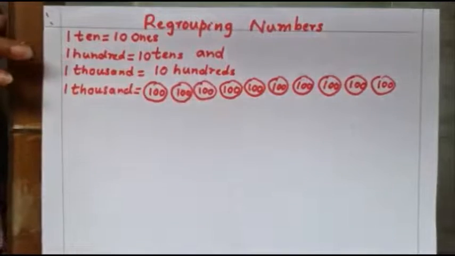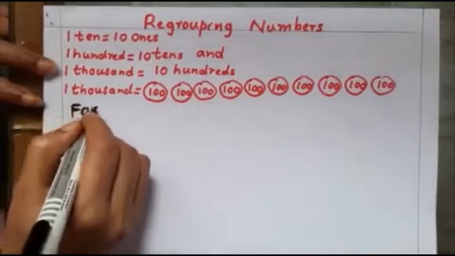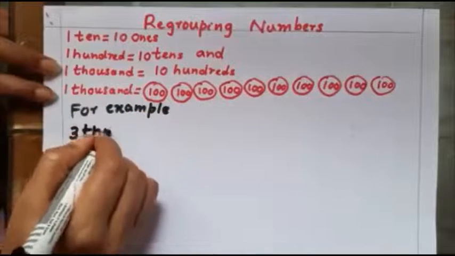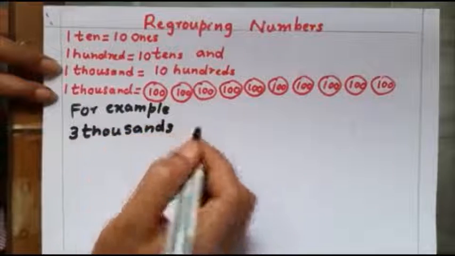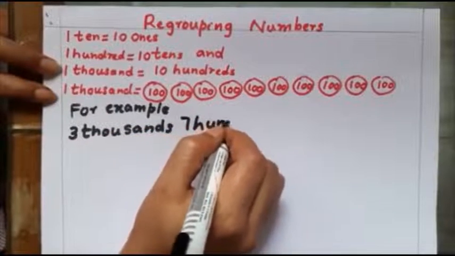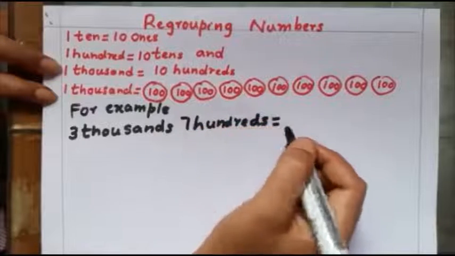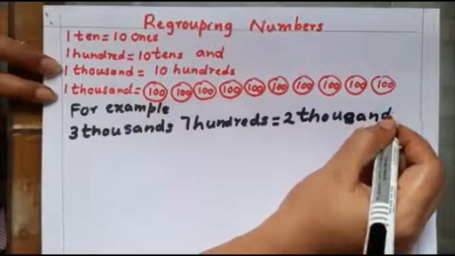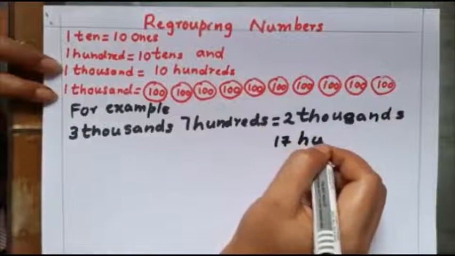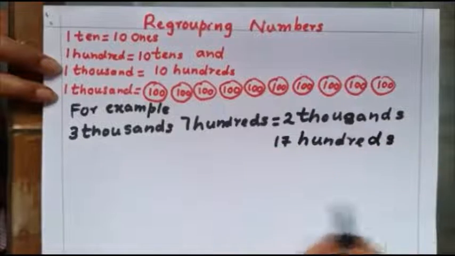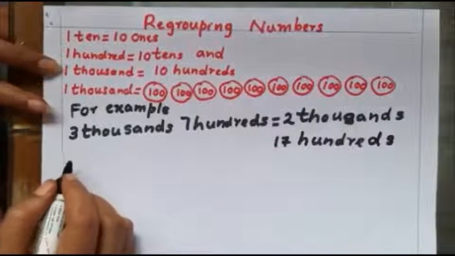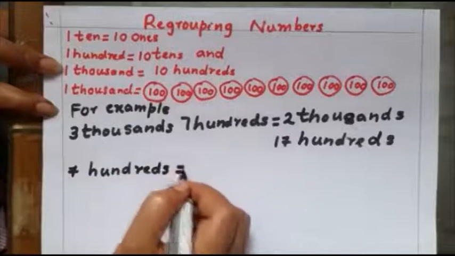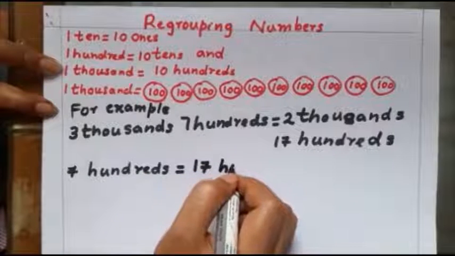Let us discuss with an example. For example, 3000s, 700s can be written as 2000s, 1700s after regrouping. I'll show you how. Here, 700s is equal to 1700s.